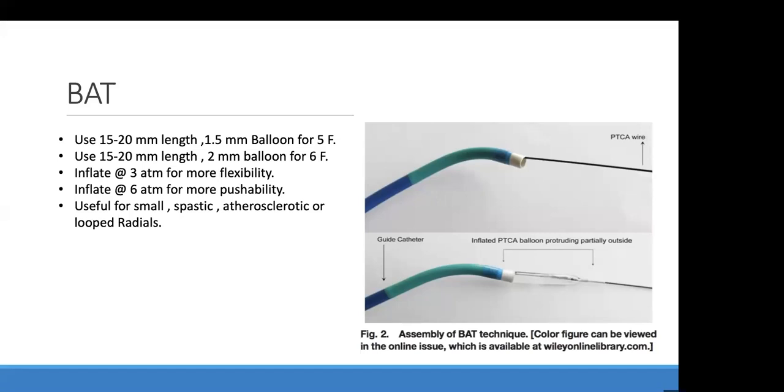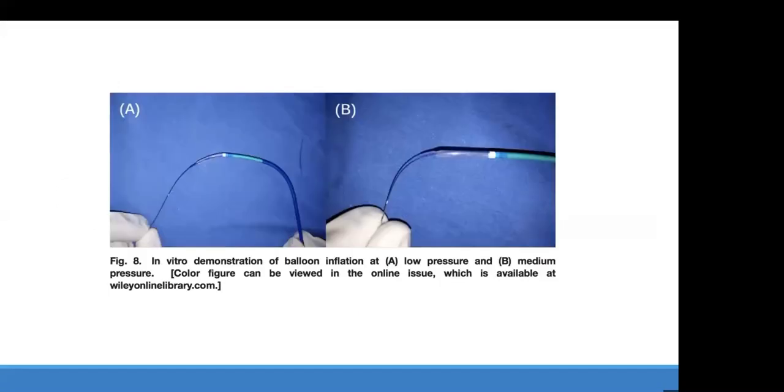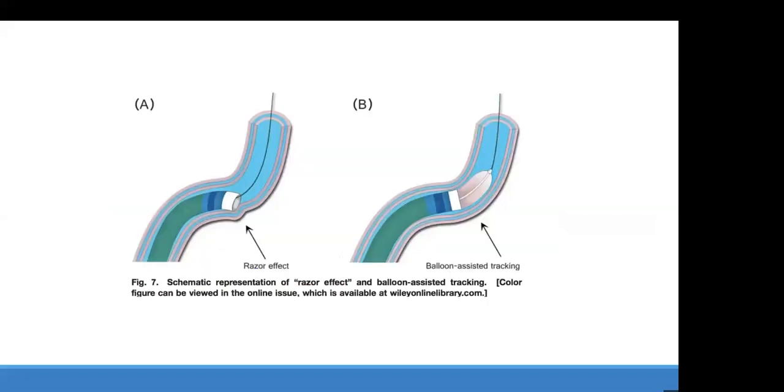The reason the PAT technique is effective is that it overcomes something called the razor effect, where you can see it here. When there is a wire and no balloon, you have a sharp edge at the distal tip of the catheter that makes it harmful, injuring the artery, making it spastic and preventing you from propagating your guiding catheter. When you have a balloon, it just eliminates that.